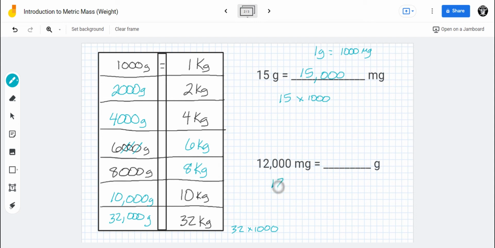Okay, same thing down here, except in reverse. We have 12,000 milligrams, and we need to get to grams, so we're going to divide it by 1,000, right? Because 1 gram equals 1,000 milligrams. If I want to change milligrams into grams, I need to divide, right? And if I eliminate those 3 zeros, because I have 3 zeros in 1,000, I end up with 12 grams. So you need more milligrams to equal the same amount in grams, right? So you need 12,000 milligrams to equal 12 grams, and you can get back and forth between milligrams and grams by multiplying or dividing by 1,000.